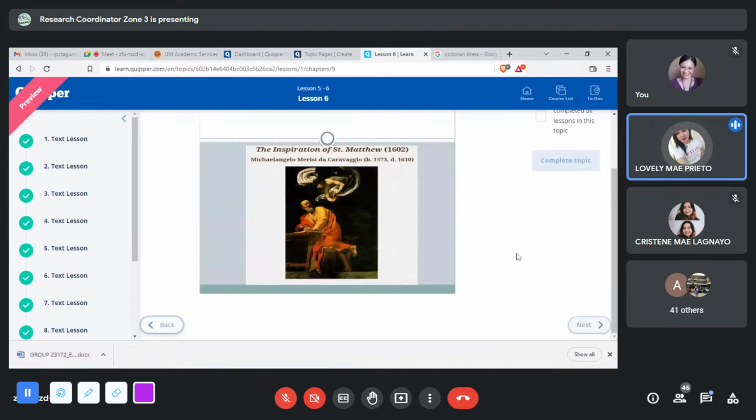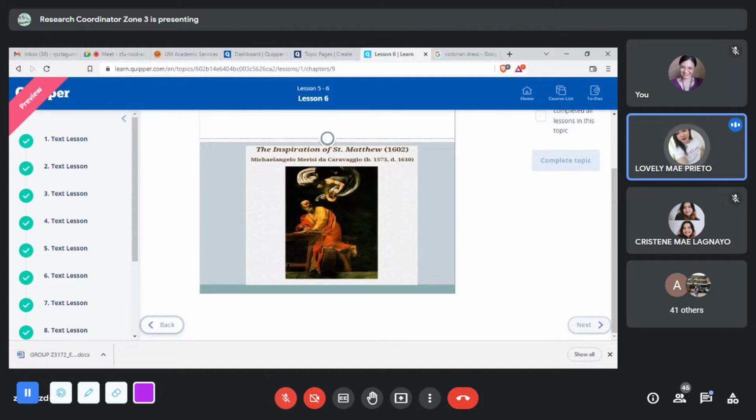Okay, this one naman is The Inspiration of Saint Matthew. This is by Michelangelo Caravaggio. I don't know if I pronounce it properly. I think he's an Italian, Michelangelo man. Okay, this is Saint Matthew. I'm not a Catholic, so I don't really know the background of Saint Matthew.